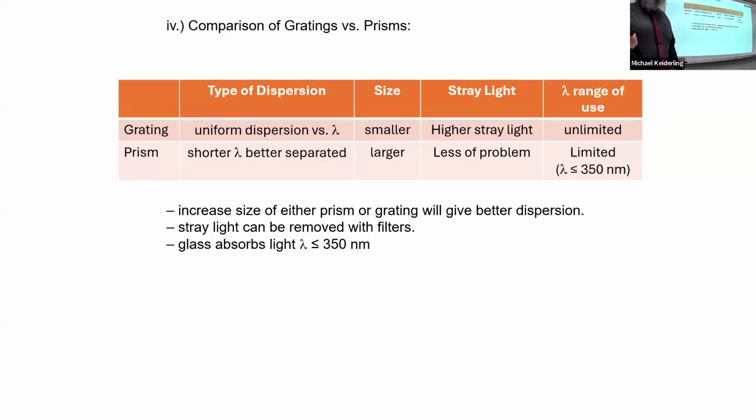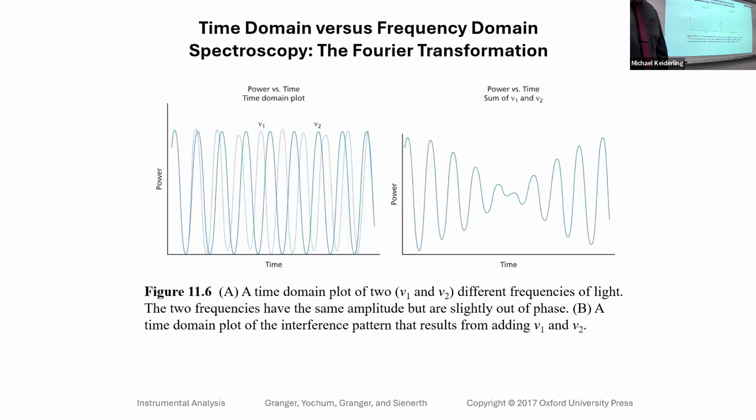Increasing the size of either the prism or the grating will give you better dispersion. Stray light can be removed with filters, and glass absorbs light at wavelengths of less than 350 nanometers. The other method that we use to separate wavelengths is interference-based, which is time domain versus frequency domain using the Fourier transform. We use FTIR, where we convert the interference patterns into frequency information.